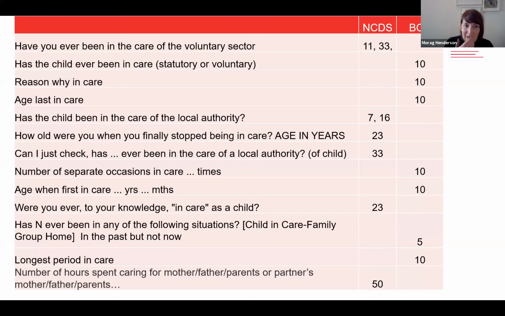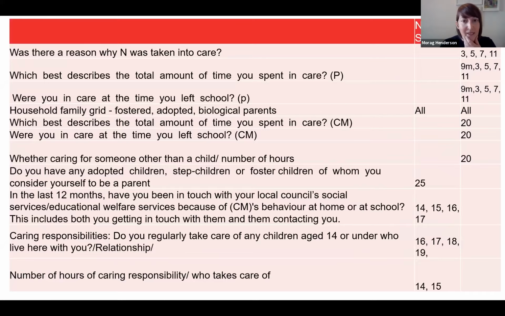So here I've got a list of the variable or the question, or at least the information that would appear in each data set. On this slide, I've got NCDS and BCS. And so when you see the numbers in those columns, it just means that the question, have you ever been in the care of the voluntary sector, is asked at age 11 in NCDS and age 33 in NCDS. That exact question is not asked in BCS, but the information can be gleaned from some of the other questions. And then the next slide, which I'll show you again in just a second, has got Next Steps and MCS, the younger cohorts.